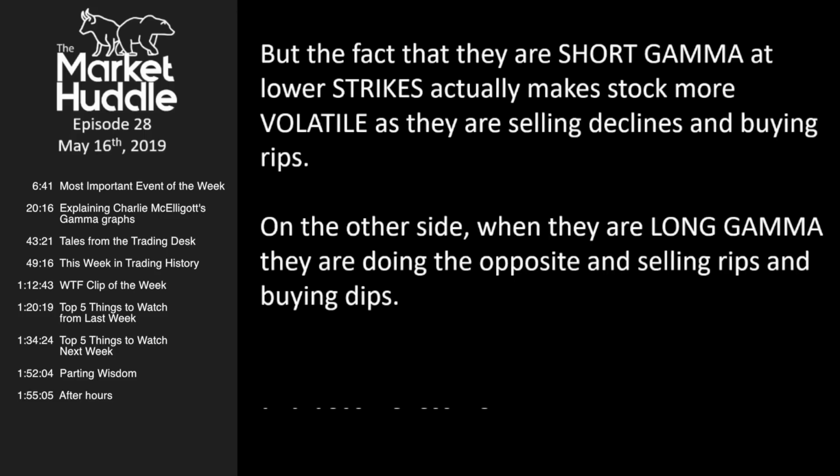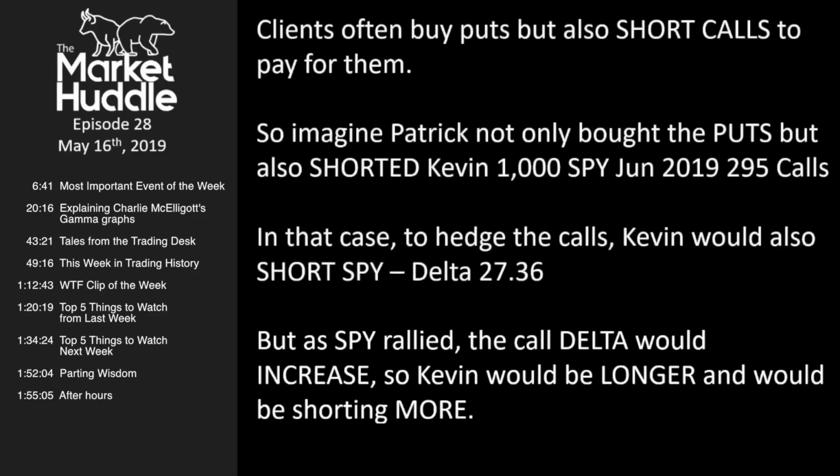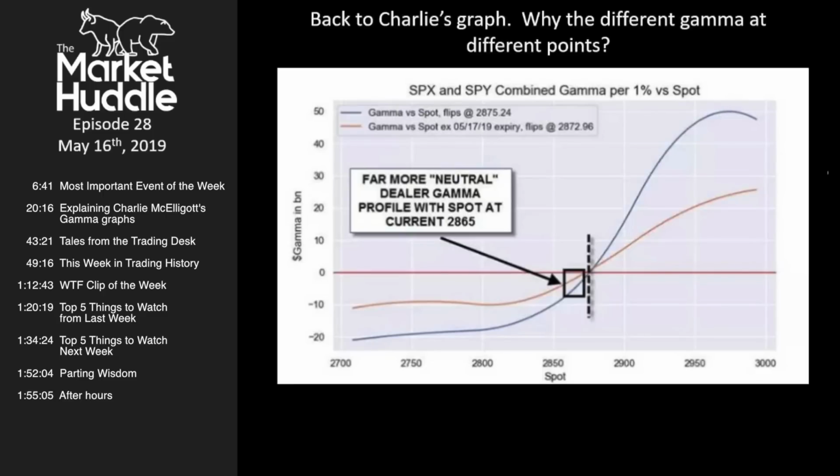And then on the other side, when they're long gamma, they're doing the opposite. They're actually calming down the market, selling rips and buying dips. So Charlie's graph is very important because it shows points at which the dealers will either be making the stock market more volatile or making it less volatile.